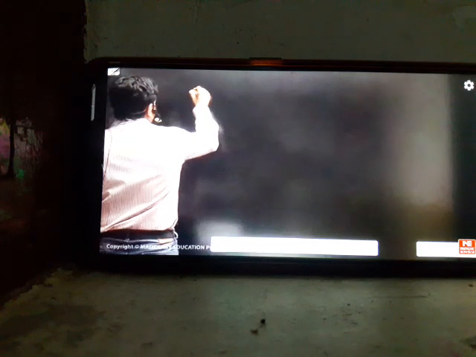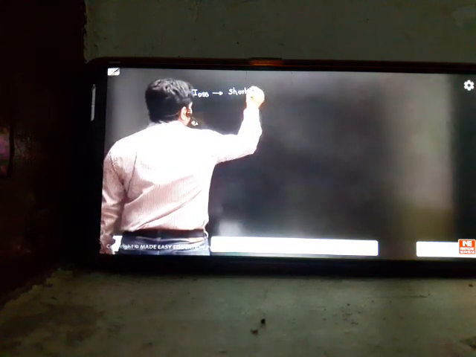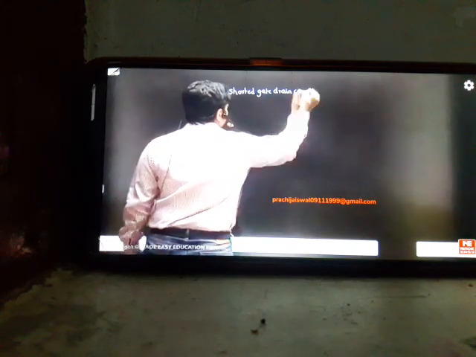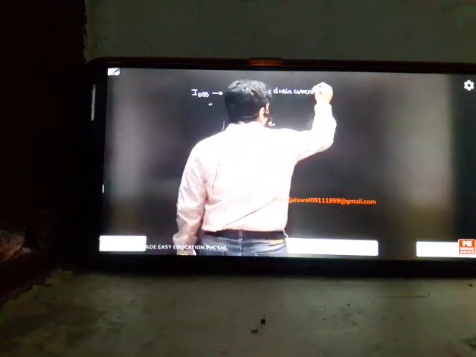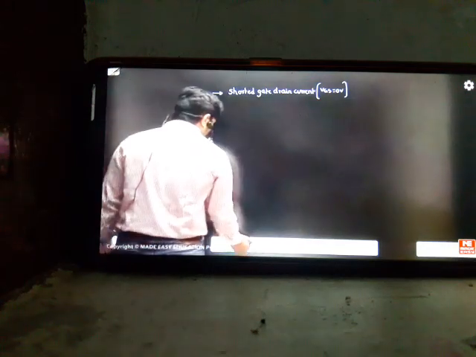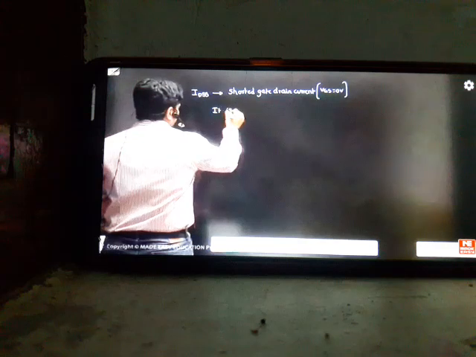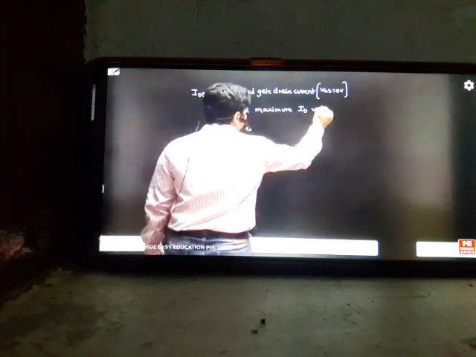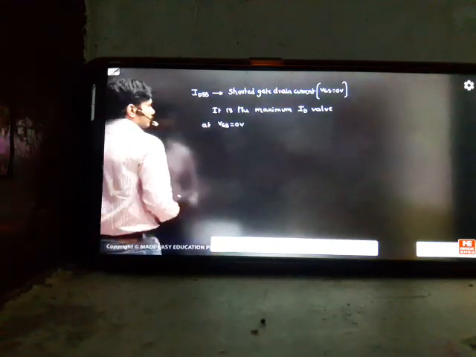So you can write below what is IDSS. You can write the meaning of this: shorted gate drain current we call this as. Shorted gate drain current. What is the meaning of this? This current is coming when you are keeping VGS equal to 0 volts. We are getting this current. Shorted gate means you just shorted your gate to source. So what is the definition you can write? It is the maximum ID value at VGS equal to 0 volts.